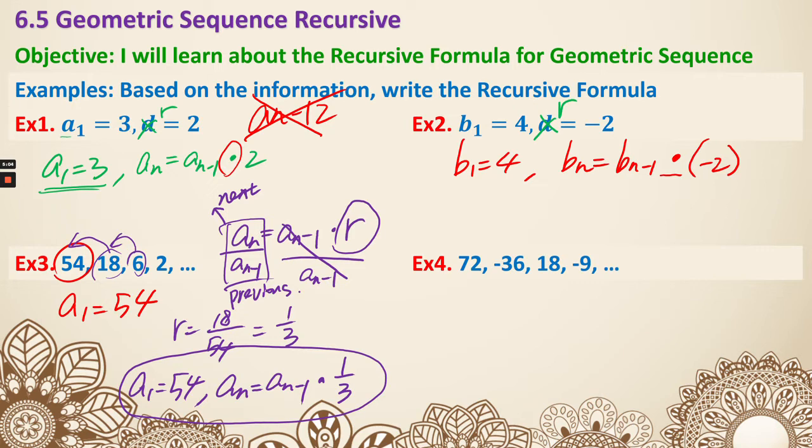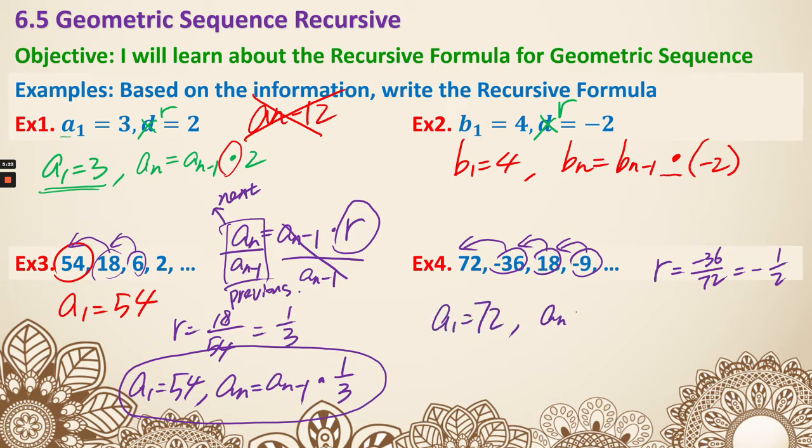Example 4, same idea. Next term divided by previous. So r is negative 36 over 72, or 18 over negative 36, or negative 9 over 18. All of them are going to give you negative 1/2, which is why here's my formula. a sub 1 equals 72, and a sub n equals a sub n minus 1 times, make sure you write the dot again, and since we have a negative number, put it inside parentheses. That's my example 4.